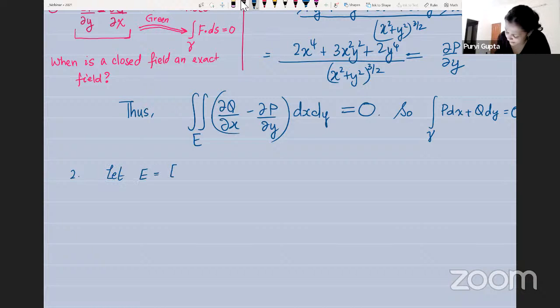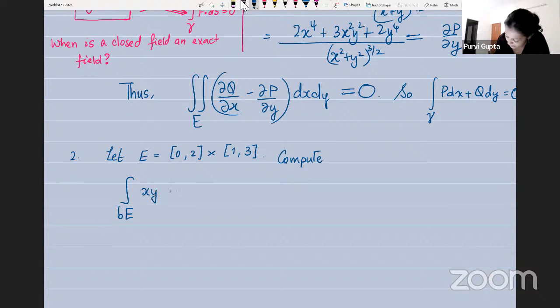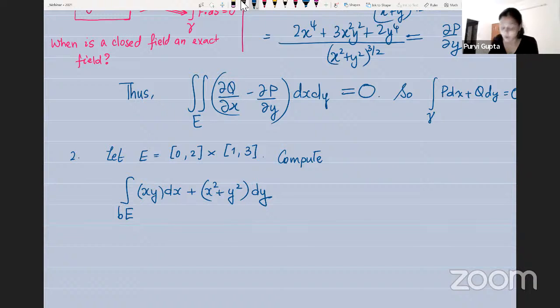So let the region be [0,2] cross [1,3]. So it's a square. And even though we do know how to parameterize a square, it takes a little time to parameterize each piece. And I want to compute the integral over the boundary of this square, and I'm always orienting it counterclockwise for this discussion. And I want to compute again an integration of a vector field along this curve. This is what I want to compute. Okay. So again, remember that even though we are using this notation, this is F dot ds integrated along the boundary.